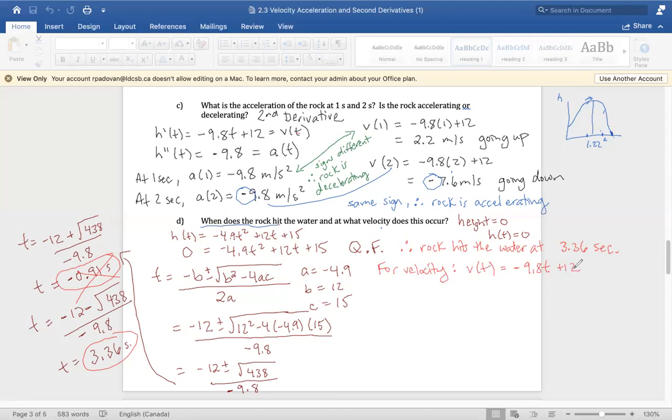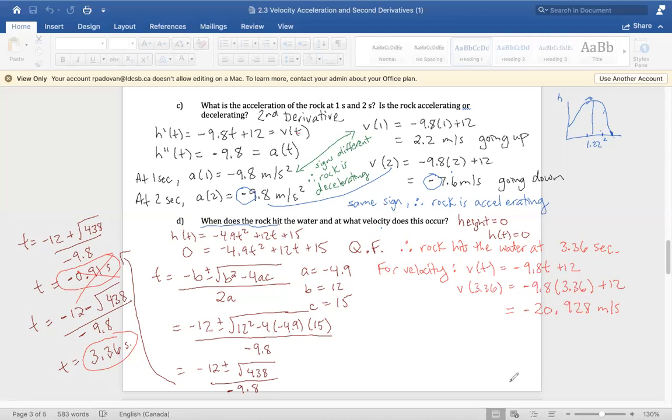Do we have any information? We have 3.36 seconds. So we're just going to sub in 3.36 seconds. So negative 9.8 times 3.36, plus 12. So again, multiply this first, you're going to get a negative number. And then when you add 12, you should have an answer of negative 20.928, I believe, if I can read my writing. Negative 20.928 in velocity, meters per second, right? We put the units here for seconds. Now velocity is meters per second.